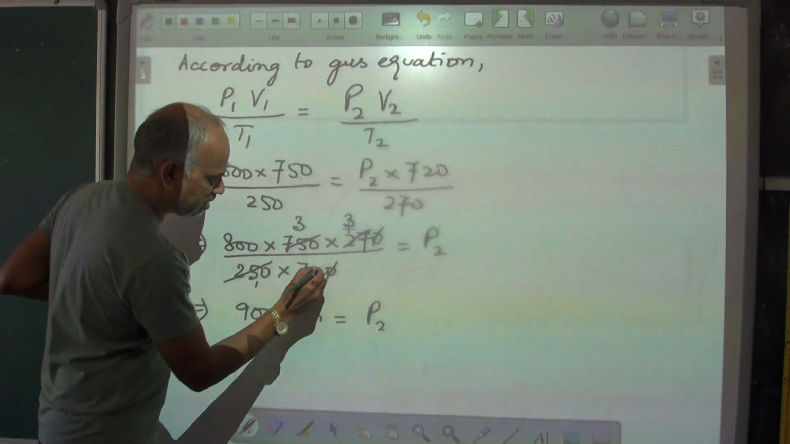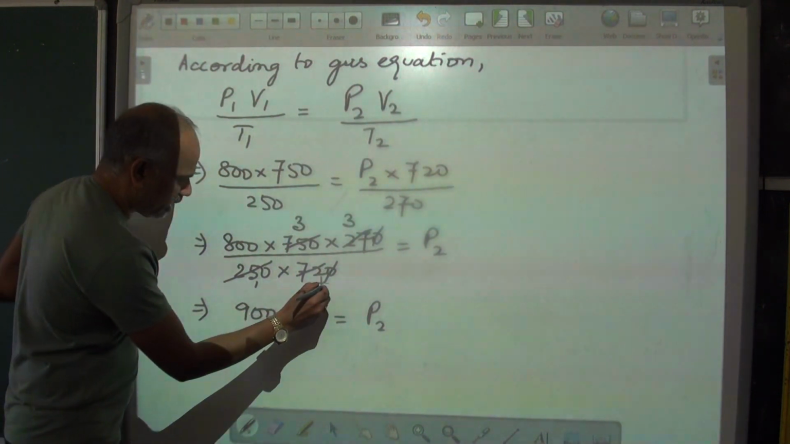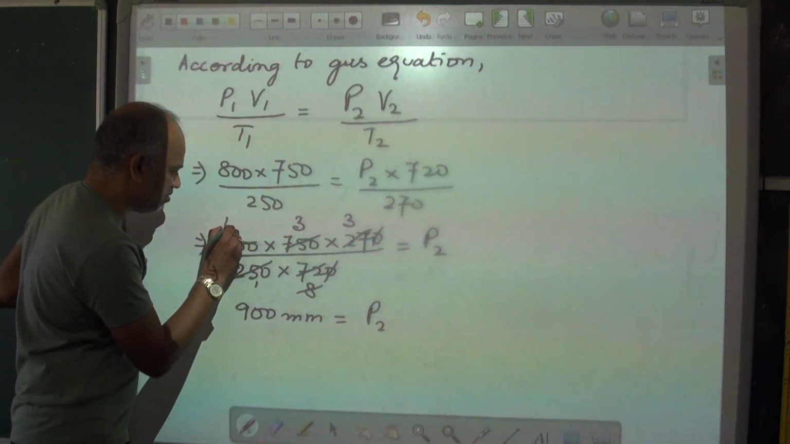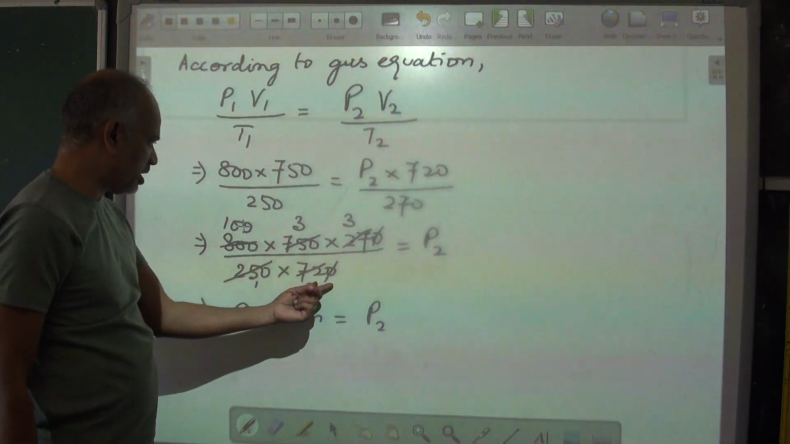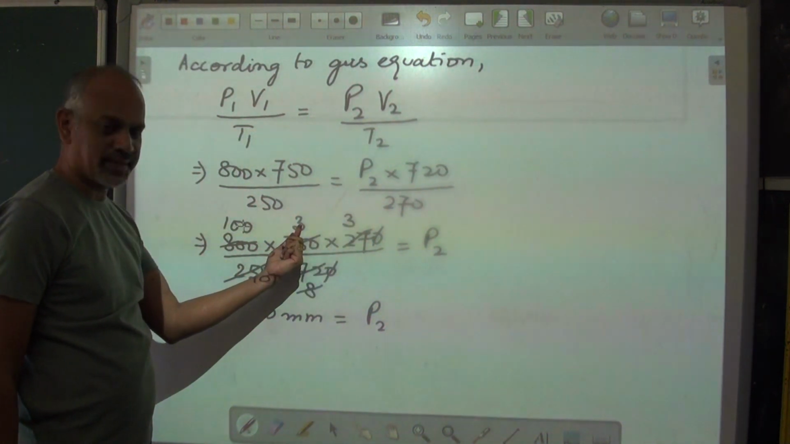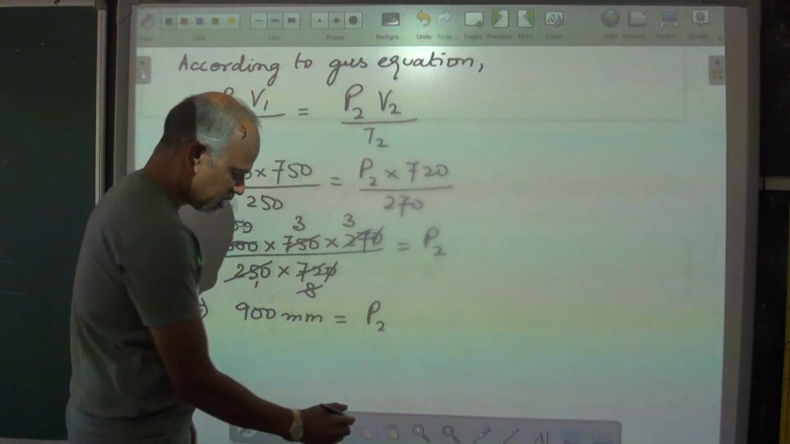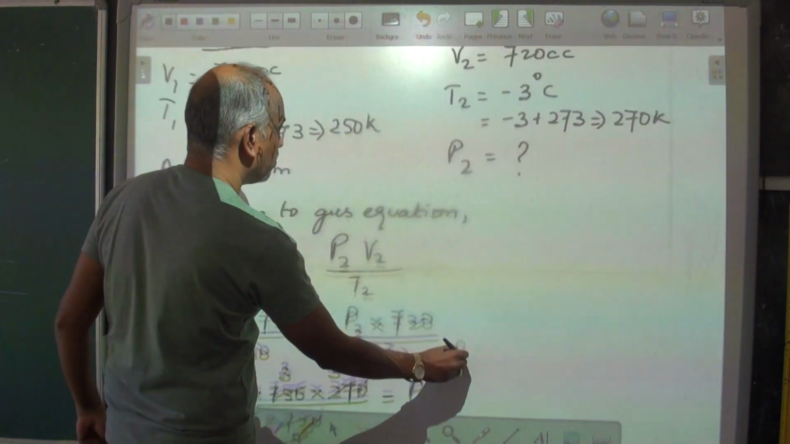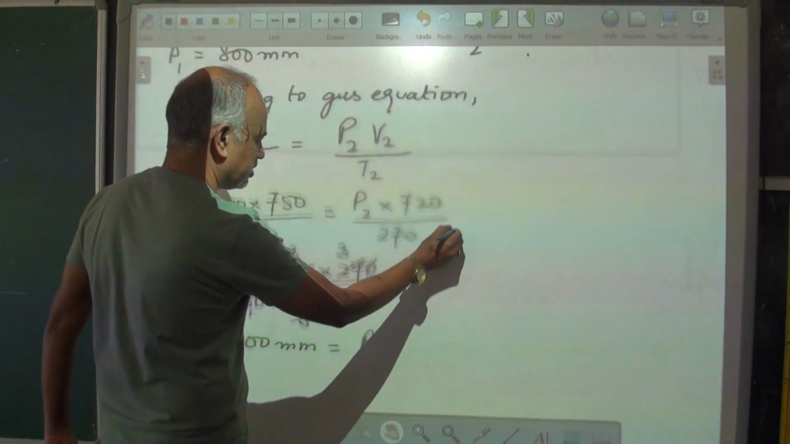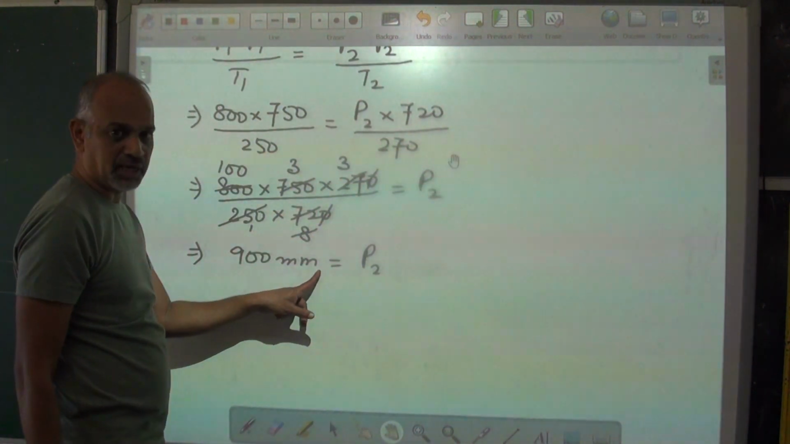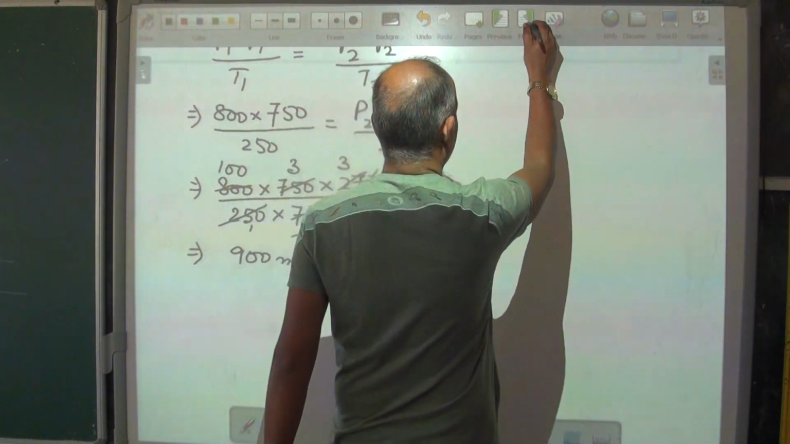9 3s are 27. 9 8s are 72. And 8 can be divided 100 times. So you are left with nothing in the denominator. 3 into 3 is 9. 9 into 100 is 900. We are finding pressure, so check. Pressure originally was in millimeters, so the final pressure is also in millimeters. That's 900 millimeters. Okay. Next question.